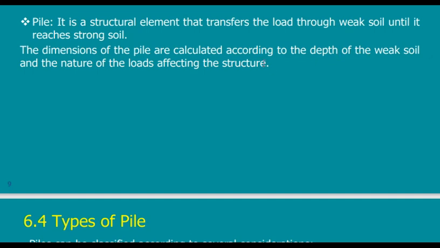Of course, if I have, say, 50 meters of weak soil, then don't expect that your piles will be 10 meters, 20 meters. You will have to penetrate the 50 to reach below. But if I have a layer of 10 meters, then my piles would be, say, 15, 20, something like this.